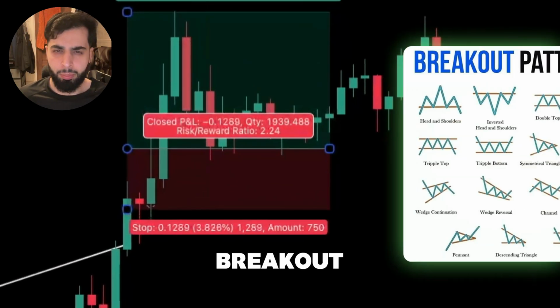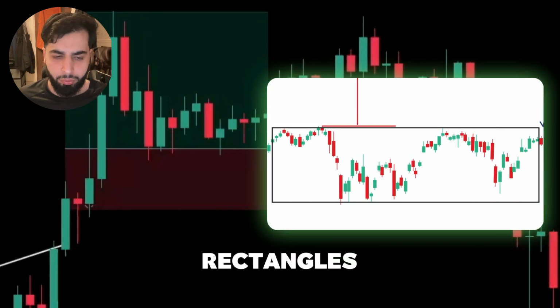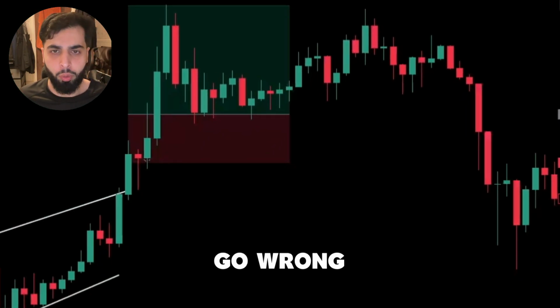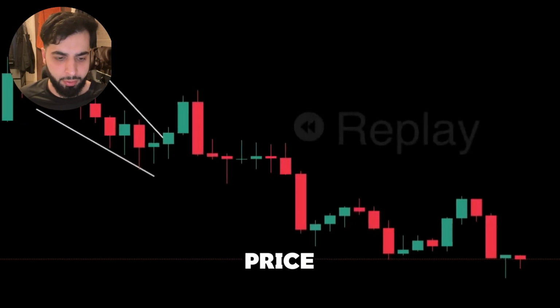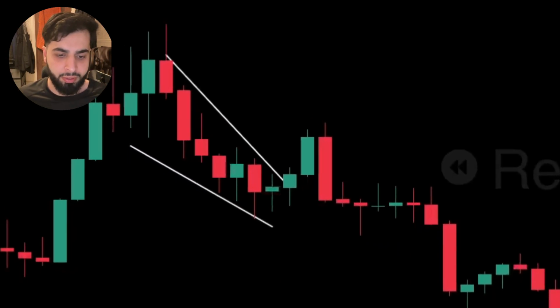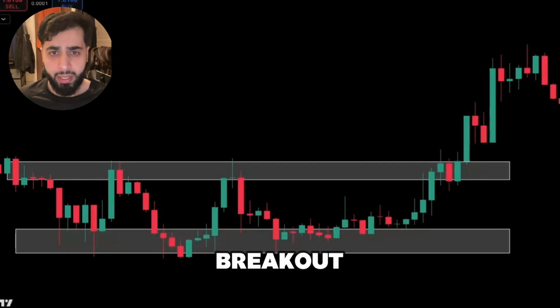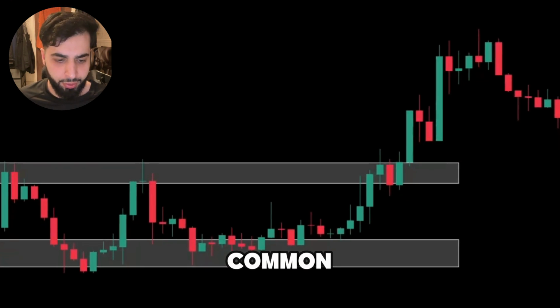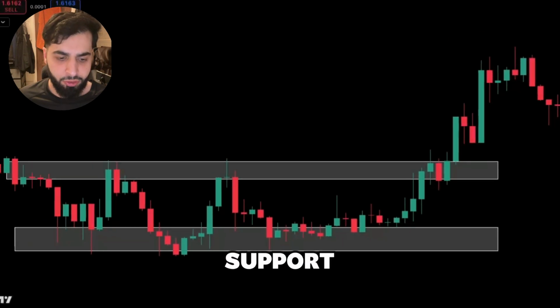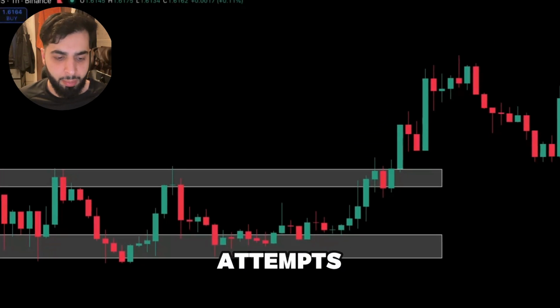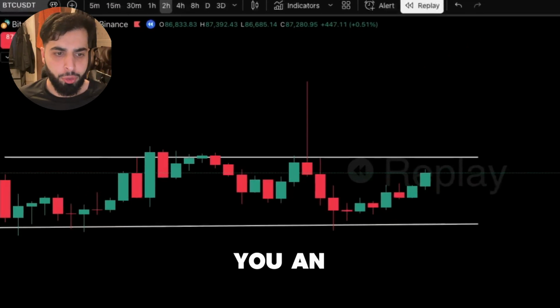You've probably seen breakout patterns before. Rectangles, wedges, triangles, flags. But here's where most people go wrong. They look for the perfect pattern. Price almost never forms a perfect textbook shape. Instead, what actually matters are key zones. All breakout patterns have one thing in common. Price consolidates between clear support and resistance levels, pressure builds, and price attempts to escape. That's it.